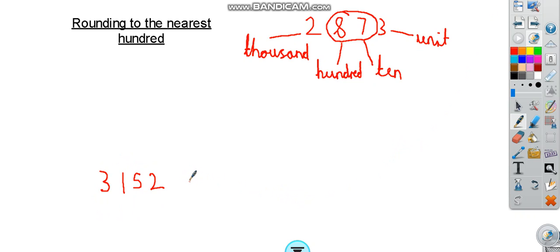Now our next number is 3152. So again, to round this to the nearest 100, we have to find the 100 and 10 and put a line through the middle of them. Now if it's 5, then we add 1 and then we turn this into a 0, just like what you do if it's bigger than 5. So 1 plus 1 is 2, and then we turn the 2 into a 0, and then we keep the 3. Now on to our last question.